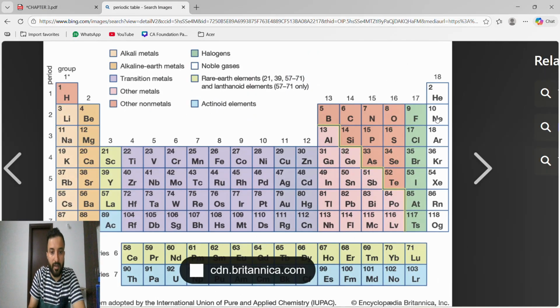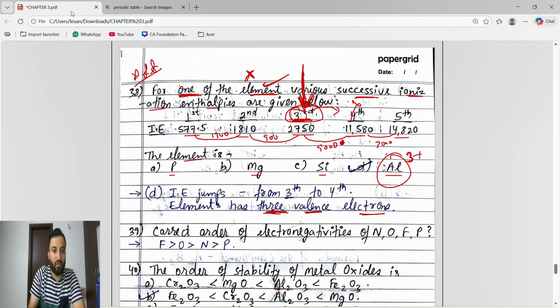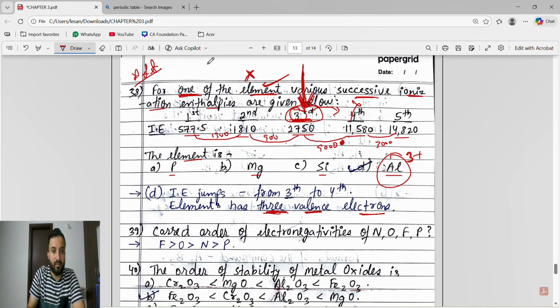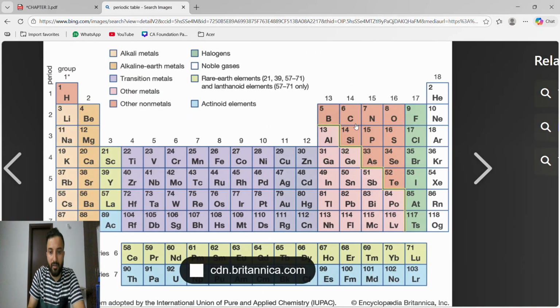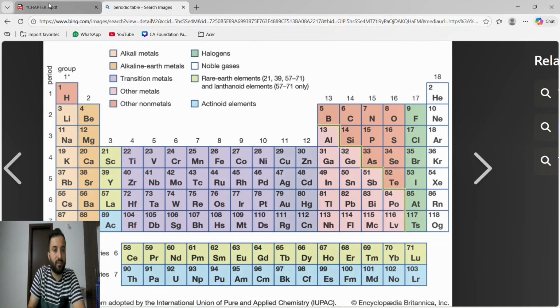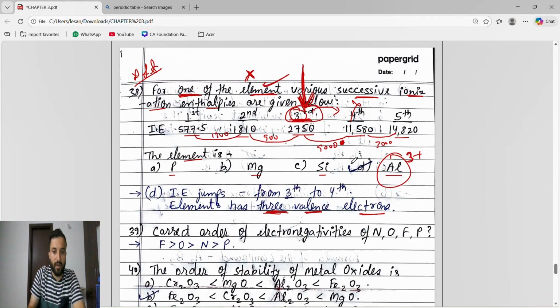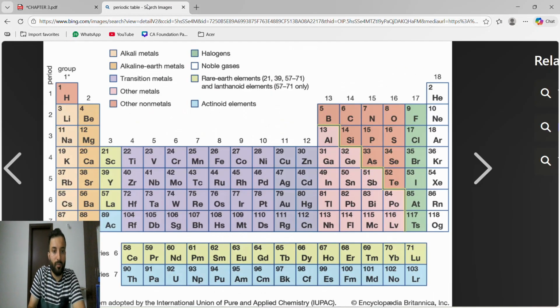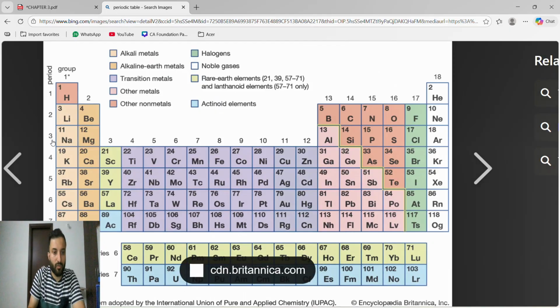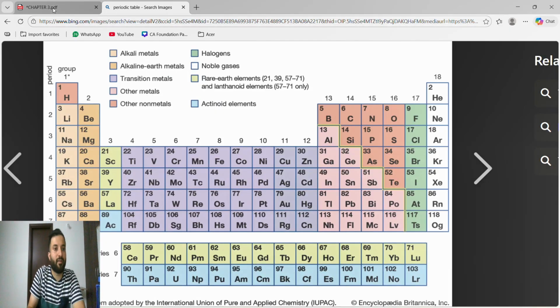Magnesium ends here and again starts from here, so 1, 2, Mg2+, no. Silicon is here, guys. The electronic configuration ends at every noble gas, so again start from s1 here. Silicon means 1, 2, 3, 4. 4 valence electrons, not possible. Aluminium has 3 valence electrons, so the correct answer is aluminium. Aluminium is here, so 1, 2, 3: 3 valence electrons.